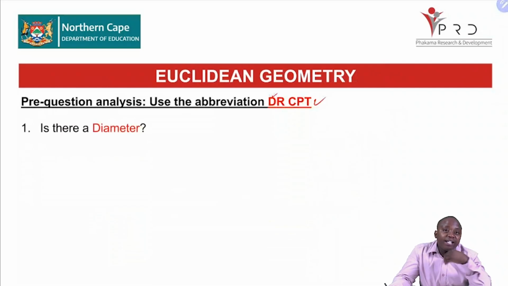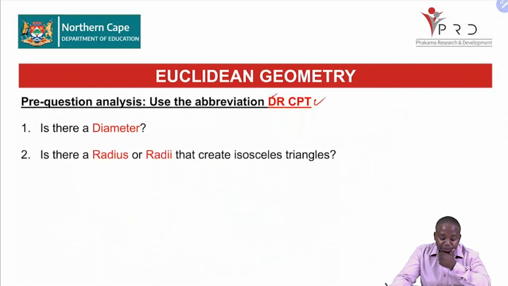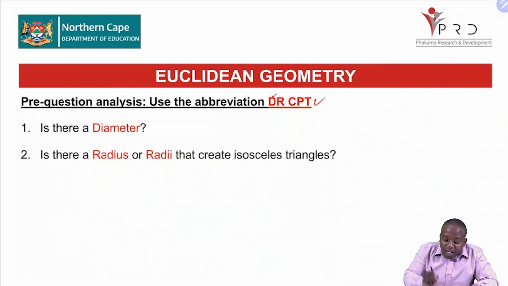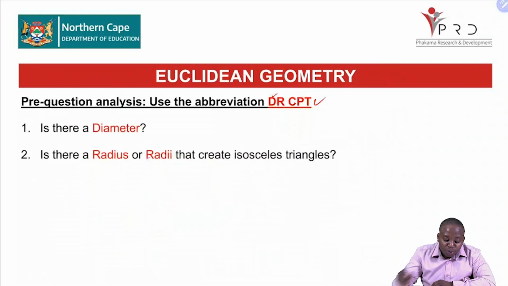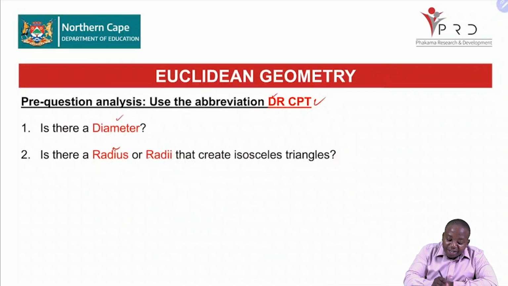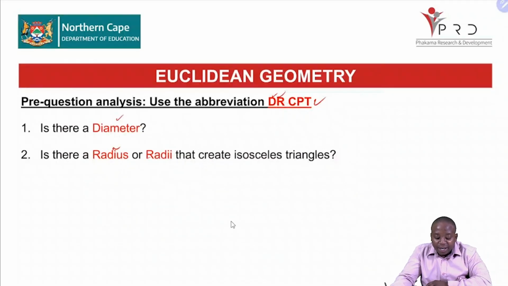Do we have any diameter? Number two, do we have any radius or radii that create an isosceles triangle? Remember, radii are two radiuses from the center. We are checking whether those radiuses create an isosceles triangle or not. So are we having any radius? Are we having any diameter? So that is D and R.